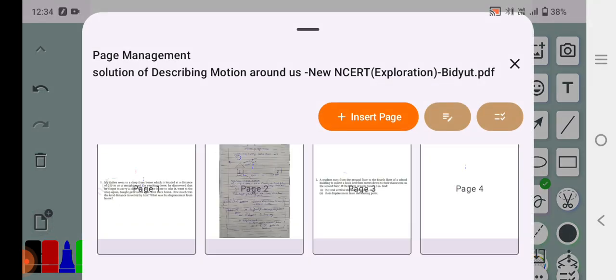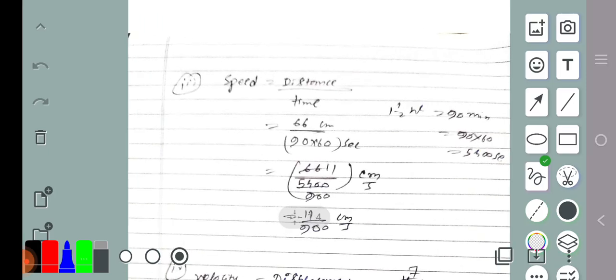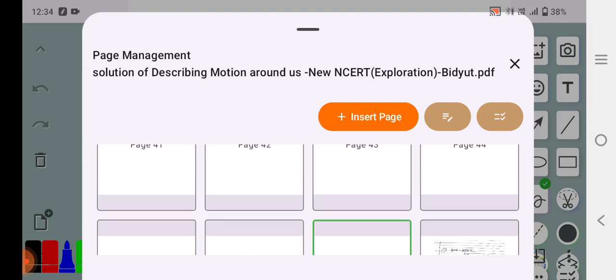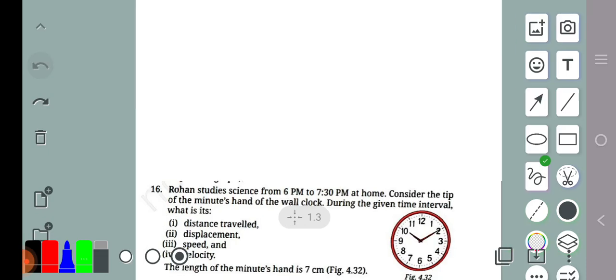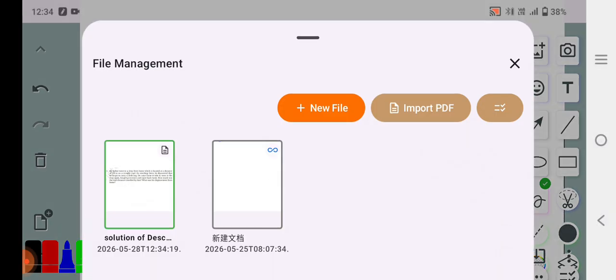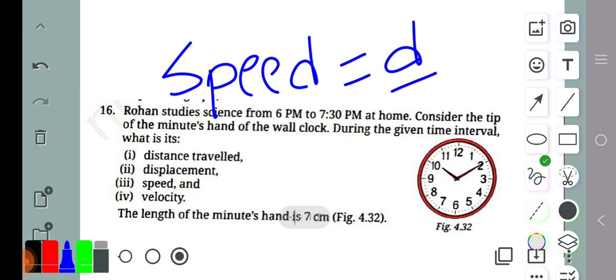Now coming back to the next part of the solution. Let me see the question again first. Next part, they are asking for the speed and velocity of the minute hand within this 1.5 hours. Very nice question. Now speed is what? We know speed equals distance upon time. You know the formula, speed is distance upon time.